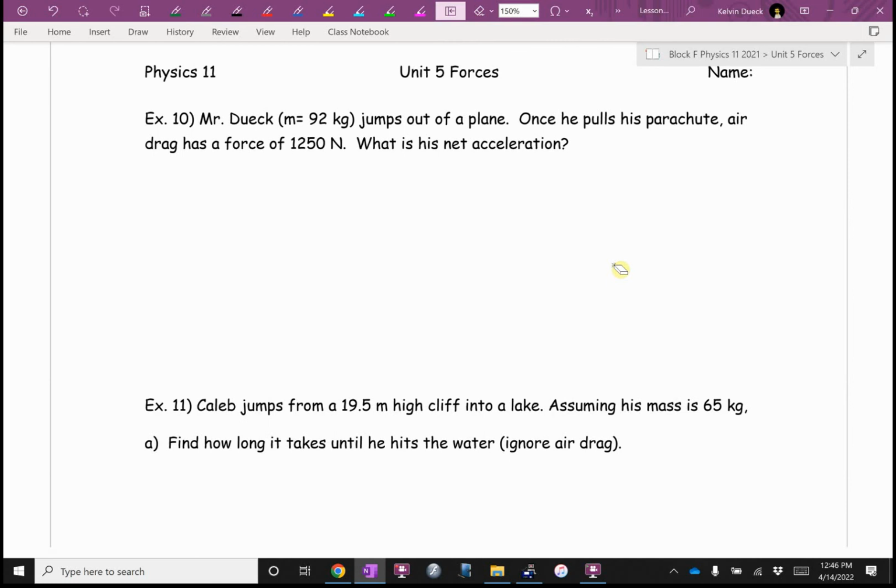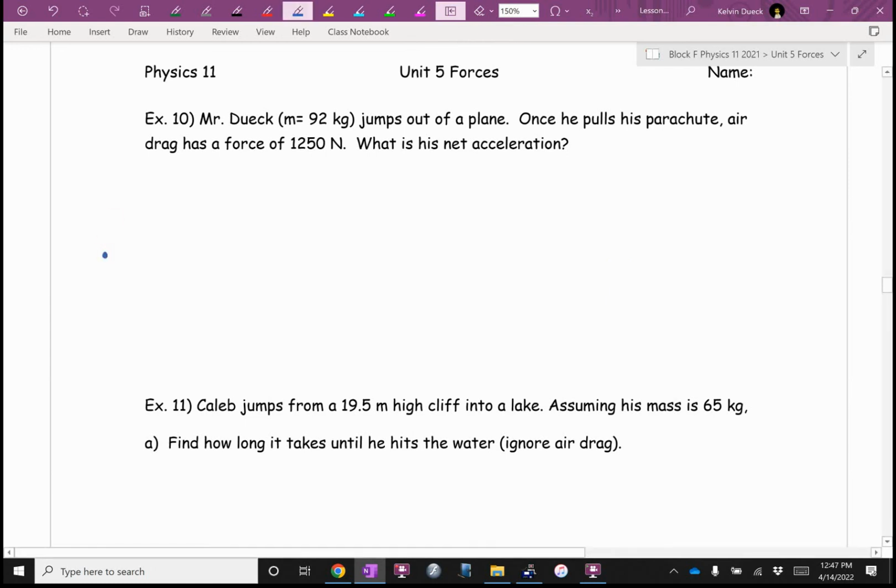Braden, what are they asking me to find? Do you see a Vi, or a Vf, or a d, or a t? Do you see a force in newtons? This is a job for a free body diagram.